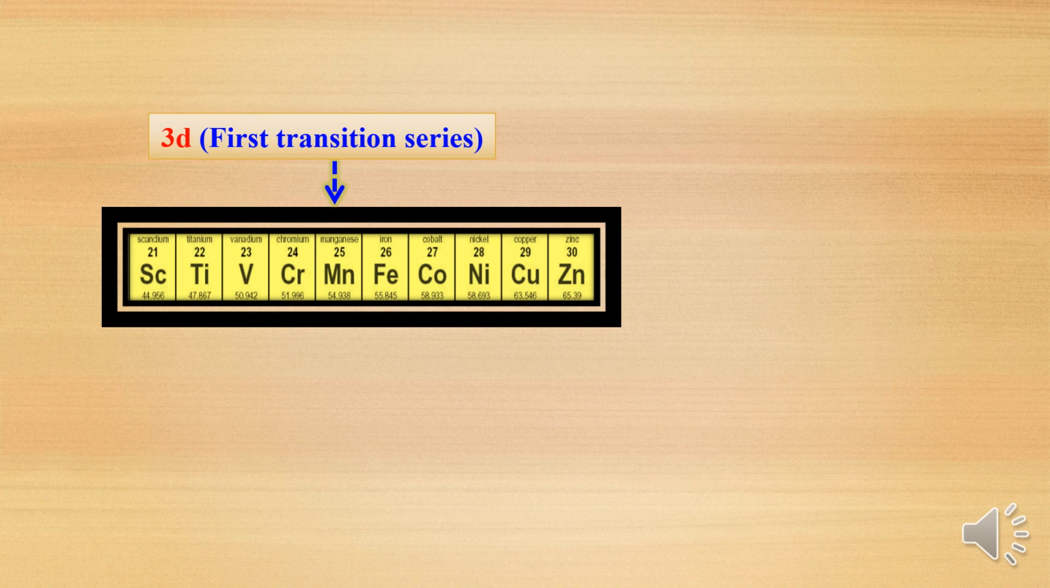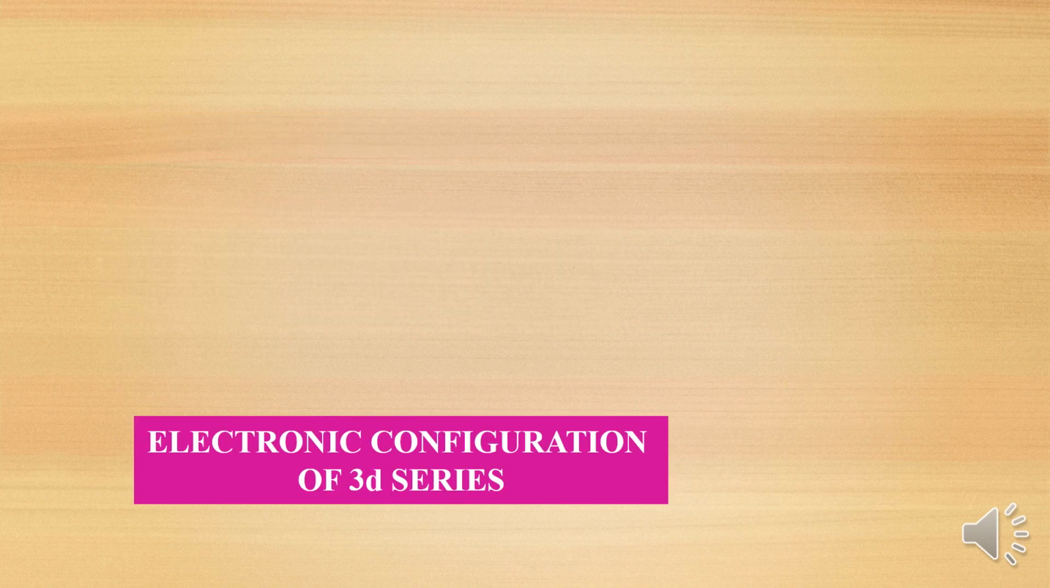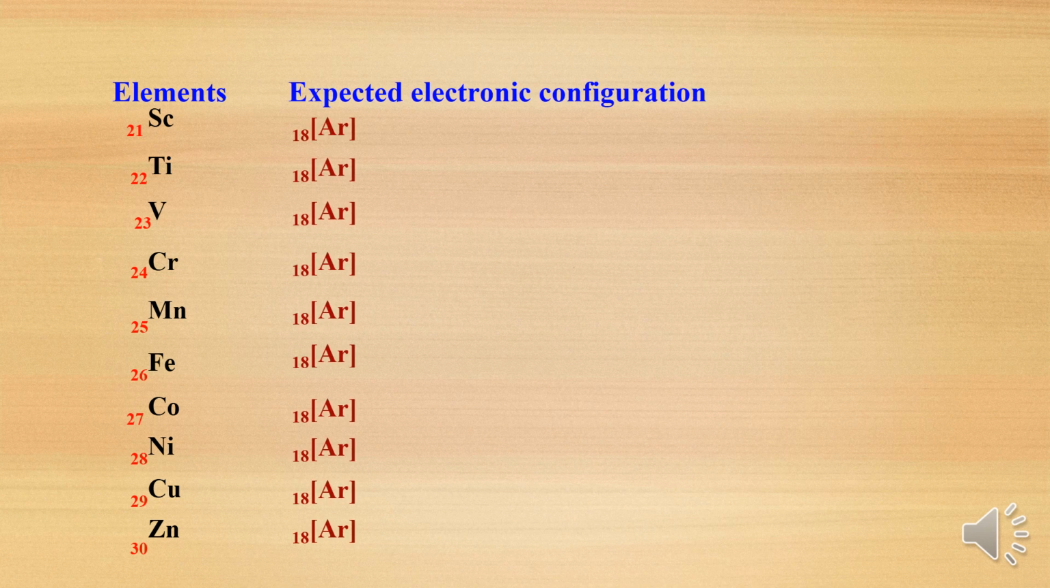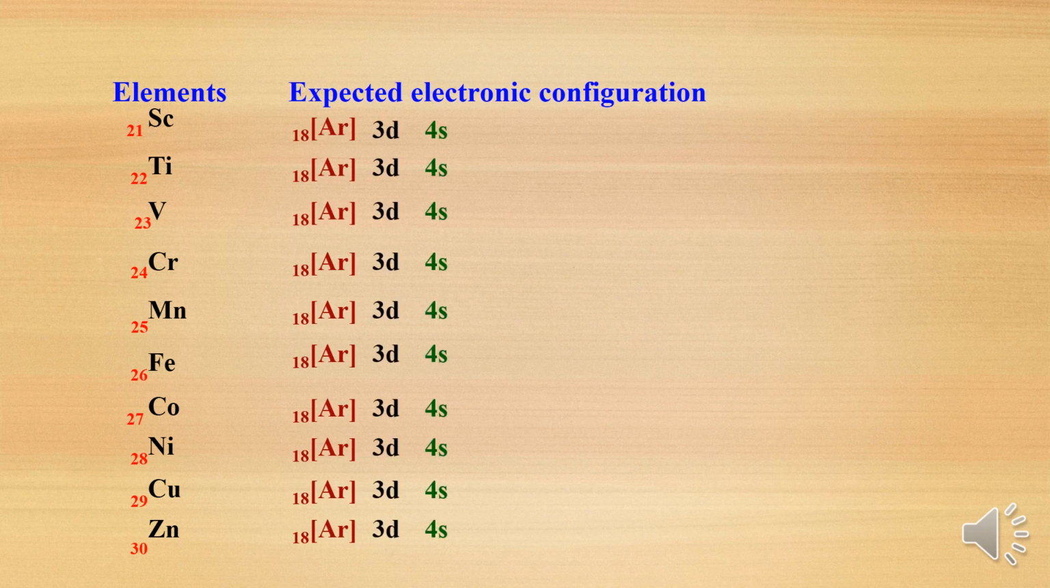Now we will go for the electronic configuration of the 3d series. Scandium to zinc you have studied: scandium, titanium, vanadium, chromium, manganese, iron, cobalt, nickel, copper, zinc. Now, if you consider argon as the nearest noble gas, then 3d and 4s are there, so you have to fill the electrons. Scandium is 21, argon is 18. Then the electronic configuration becomes 4s2 3d1 for scandium.